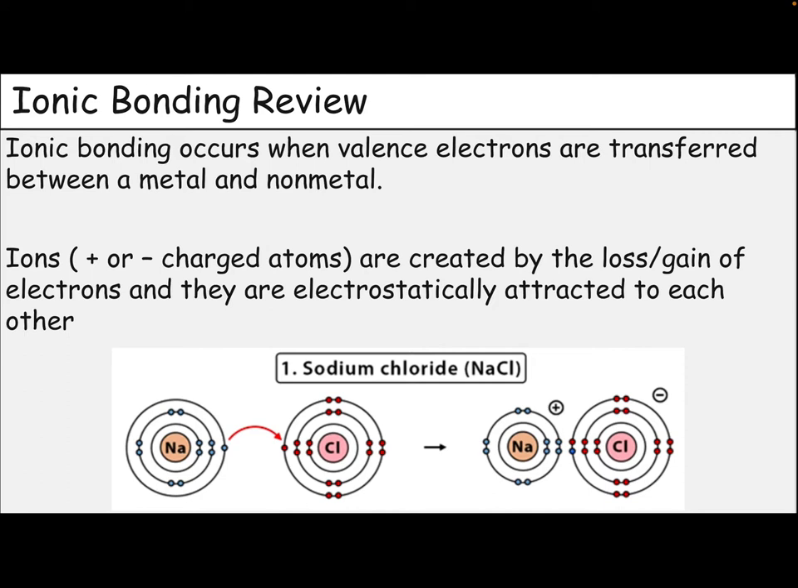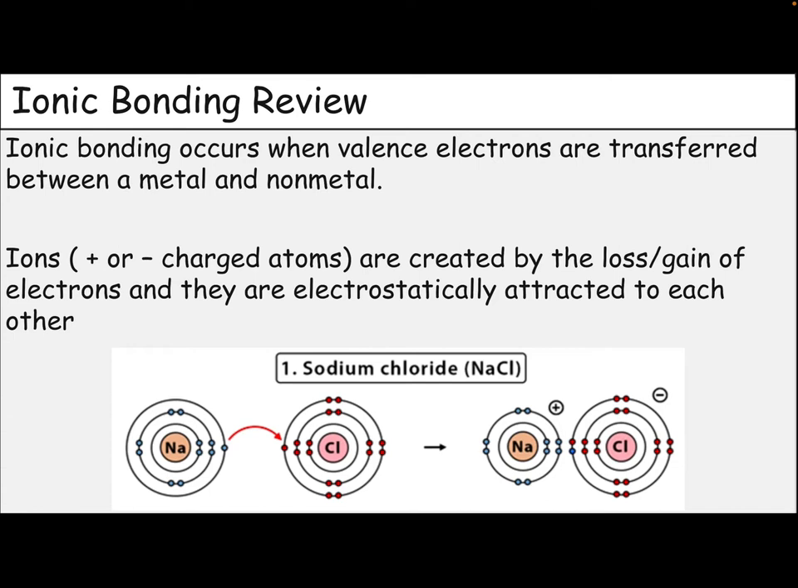As a result of this, ions, which are positively or negatively charged atoms, are created by the loss or gain of electrons, and the resulting ions are electrostatically attracted to each other. So if you look at this visual example, we have NaCl, sodium chloride, otherwise known as table salt. This is the quintessential example of an ionic bond, okay?